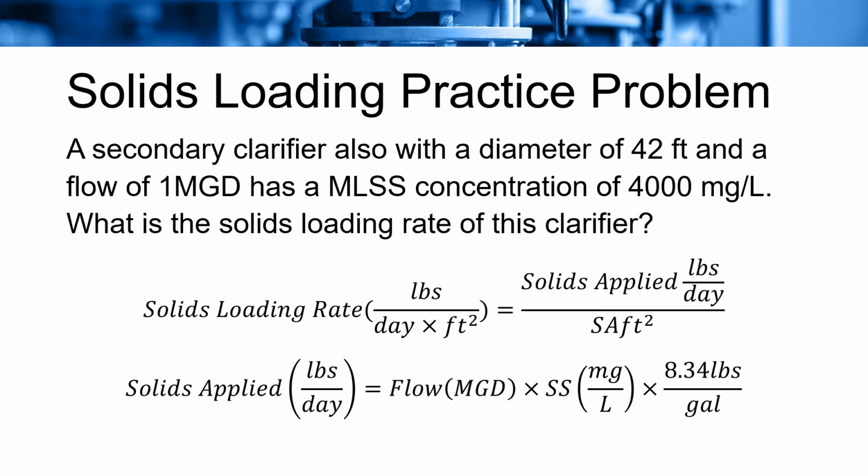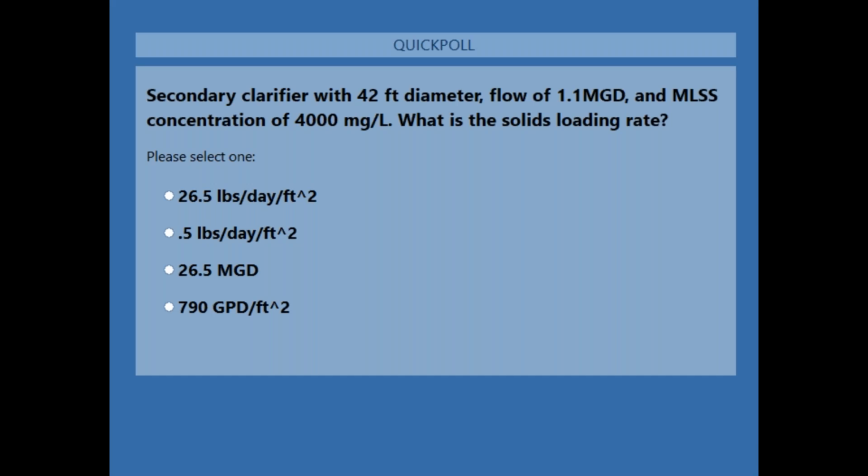All right, if we want to bring the poll question up, we can start seeing how everyone did on this. So again, the question is, we have a secondary clarifier with a diameter of 42 feet and a flow of 1.1 million gallons a day, and an MLSS concentration of 4,000 milligrams per liter. So what is the solids loading rate? And the answers are 26.5 pounds per day per square foot, 0.5 pounds per day per square foot, 26.5 MGD, 790 gallons per day per square foot.